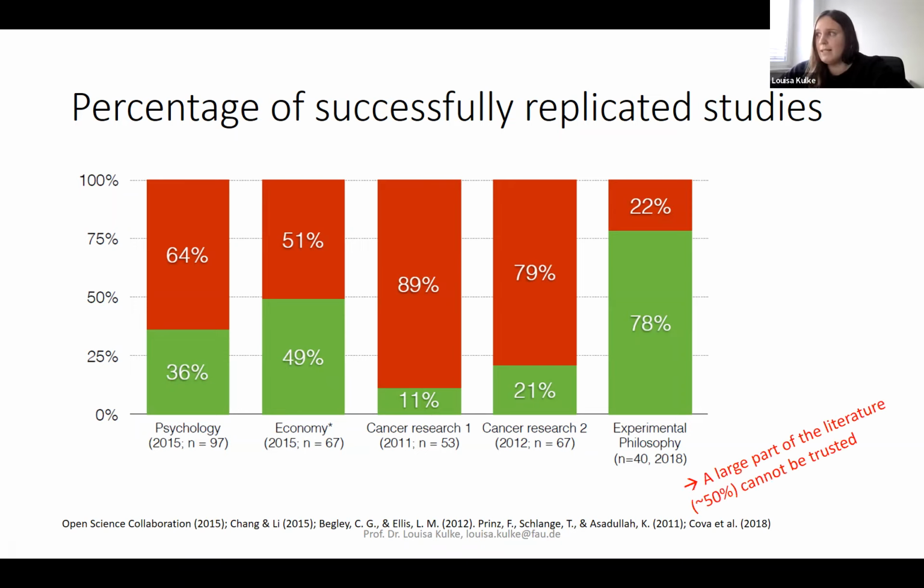What does that mean? It means a large part of the literature that we read cannot be trusted. And that's a really, really big problem in science, right? Because you spend a lot of time reading literature and it might just be useless. You might just be able to save that time because half of it isn't even reliable of what you're reading. So that's a very big problem in science.